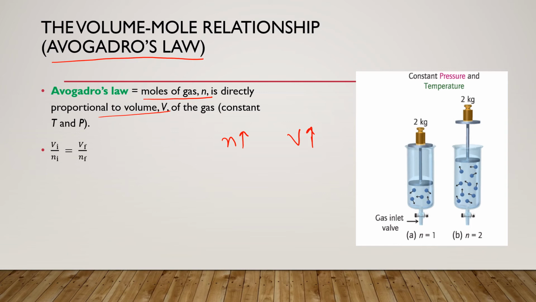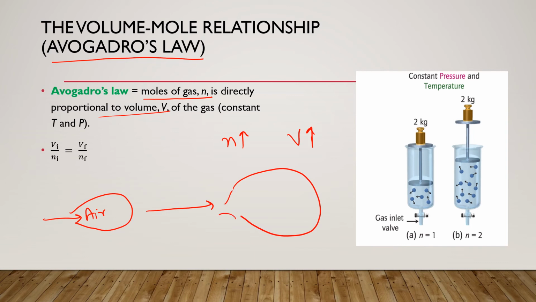We observe Avogadro's law anytime we fill a balloon. For example, when helium or any other gas is added to a balloon, the number of gas atoms in the balloon increases, and so does the volume of the balloon. So air goes in, and the more air goes in, the bigger the balloon will be.